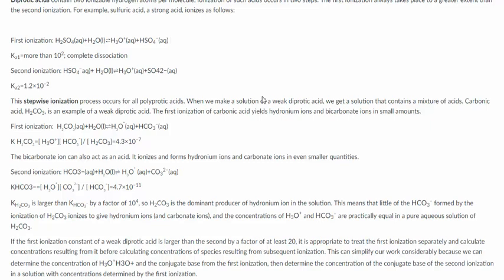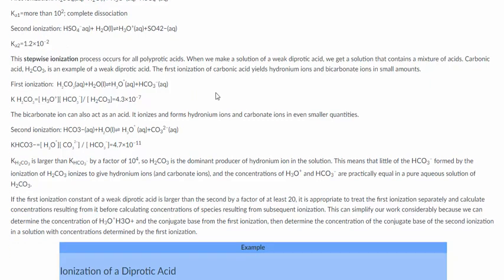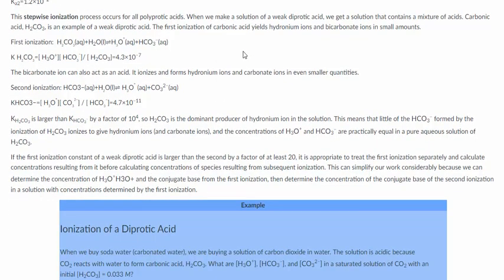For example, in sulfuric acid, the first hydrogen comes off completely, so the first Ka value is much greater than 1. The second ionization, however, is a weak acid ionization with its own Ka value. These polyprotic acids will undergo a stepwise ionization, and that occurs for all of our polyprotics.